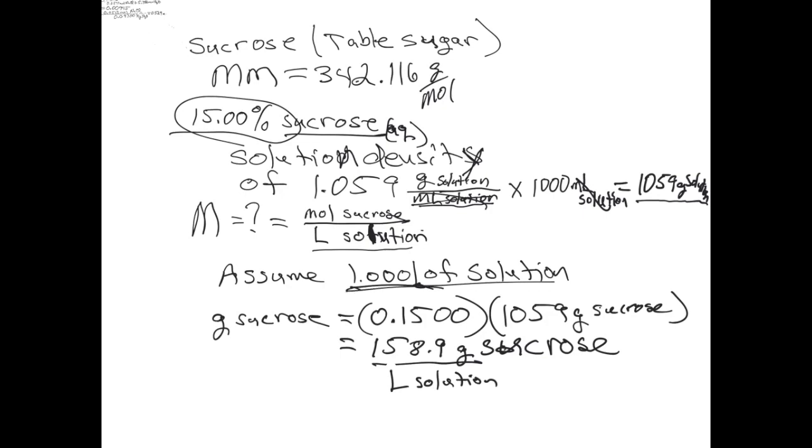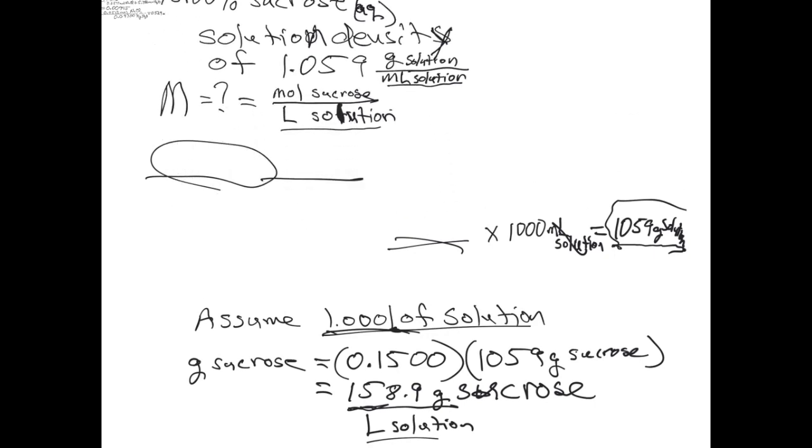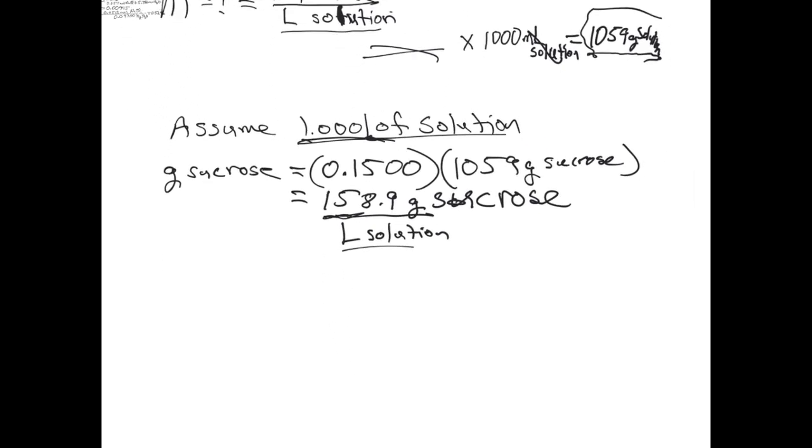I'm assuming 1 liter of solution. That's why I'm putting that there. And if I assume 1 liter of solution, that gives me a total number of grams of solution of 1,059. And by applying the percent mass, I know that I had 158.9 grams of sucrose per liter of solution. And I'm really close now to getting where I need to go. I want to convert this 159 grams of sucrose per liter to moles per liter.